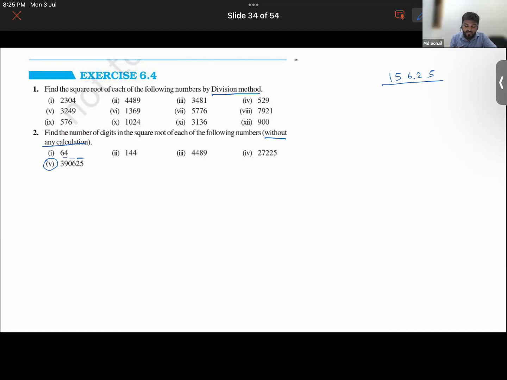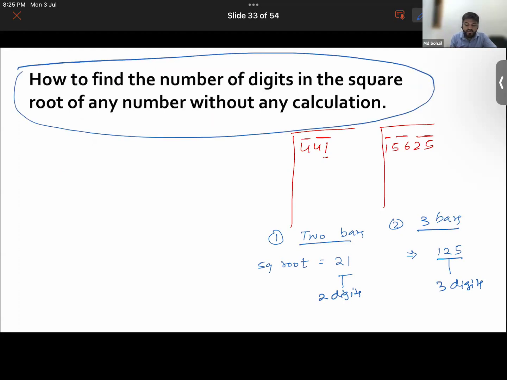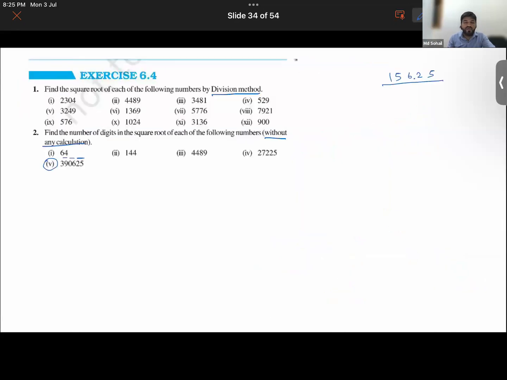Look, this is why I discussed this one, no? How to find the number of digits in the square root of any number without any calculation. Right, guys? Just place bars over the number and that's it. Count the number of bars. The number of bars will give you the number of digits in the square root.